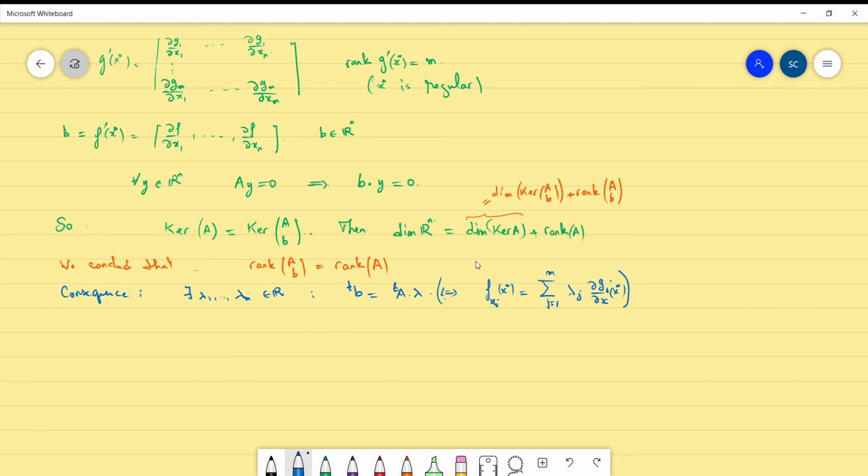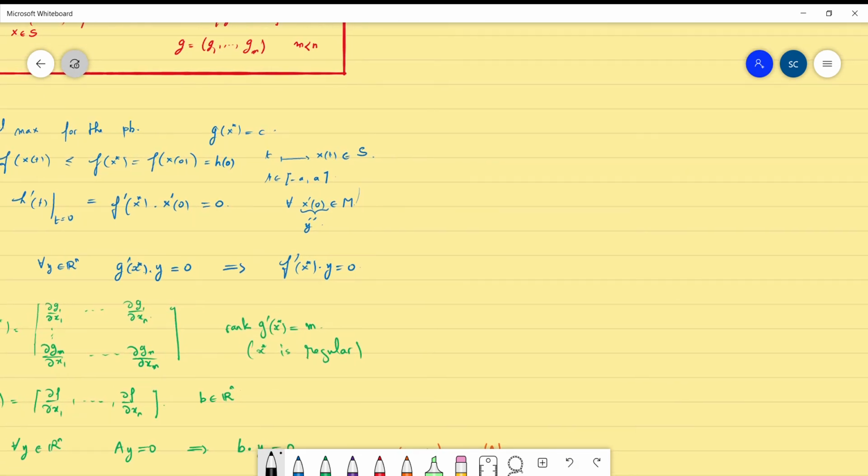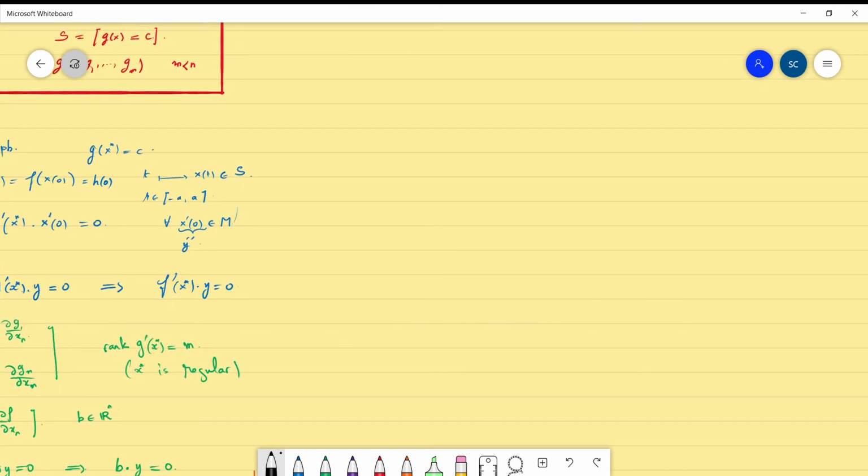And if you move this term to one side, you will get an equation equal to 0. This writing suggests the introduction of a new function. Now this suggests for us to introduce the Lagrangian function. So here is the Lagrangian.